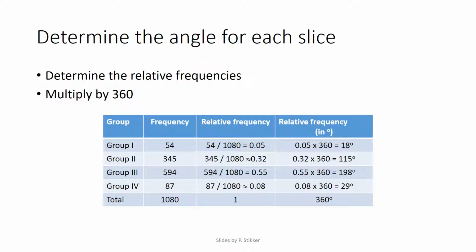The first thing to manually draw is actually the angle for each slice. You can quickly calculate this by first calculating the relative frequencies, which was the frequency divided by the total. And then instead of multiplying this by 100 to get the percentages, you simply multiply it by 360 to get the degrees for each of the slices. So the slice for the third group would be the 0.55, which is the relative frequency, times 360, which will give you 198 degrees.